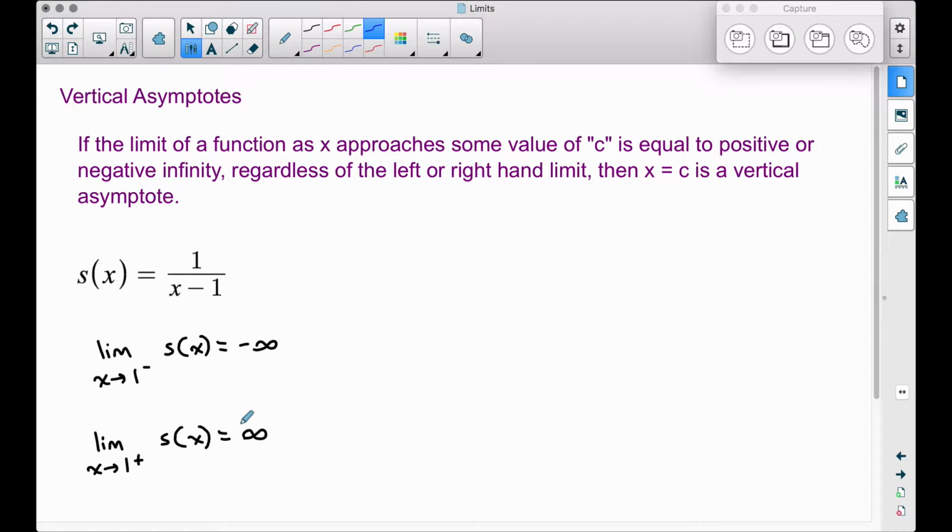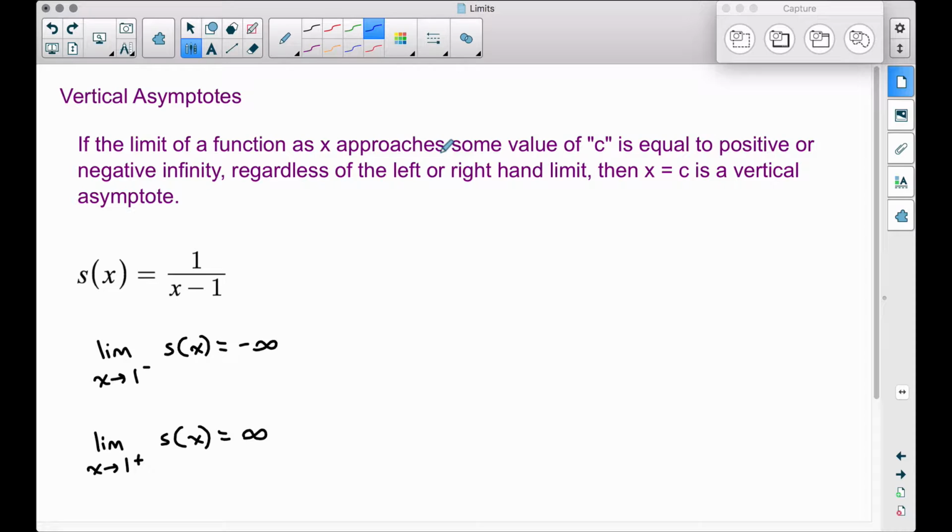With all that said, look at this definition of a vertical asymptote. If the limit of a function as x approaches some value c is equal to positive or negative infinity, regardless of the left or right-hand limit, then x equals c, whatever value we're getting close to, is a vertical asymptote of this function. So notice as we approach 1 from the left and 1 from the right of s of x, we shoot off to negative infinity and positive infinity. Hence, by definition, we have a vertical asymptote.